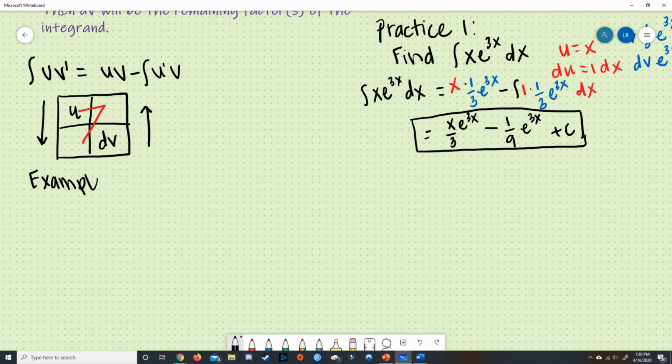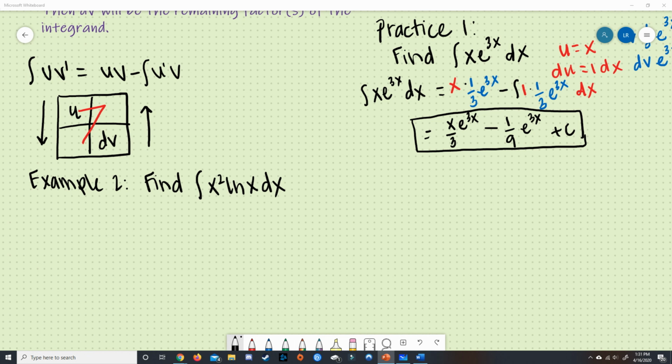So example 2, we are going to find the integral of x squared ln of x dx. So we have to figure out what we want u to be and what we want v to be. Now, before we actually solve this problem, I have a pretty cool little mnemonic that will help you remember which way to go.